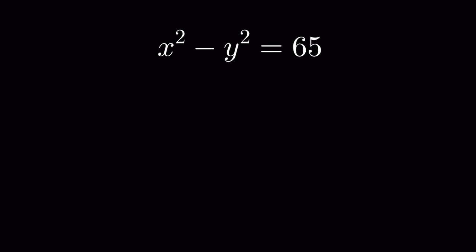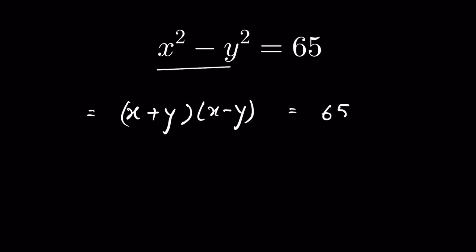x square minus y square is equal to 65. We have to find the value of x and y. Now x square and y square is in the form of a difference of squares, so we can write it as (x plus y) times (x minus y) is equal to 65.